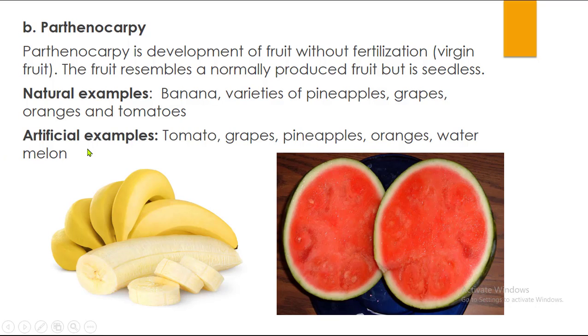Artificial examples: we can artificially induce Parthenocarpy in tomatoes, grapes, pineapples, oranges, and watermelons. In this picture you can see the watermelon without seed. So how easy it is to eat without the seeds. This is one of the benefits of Parthenocarpy.